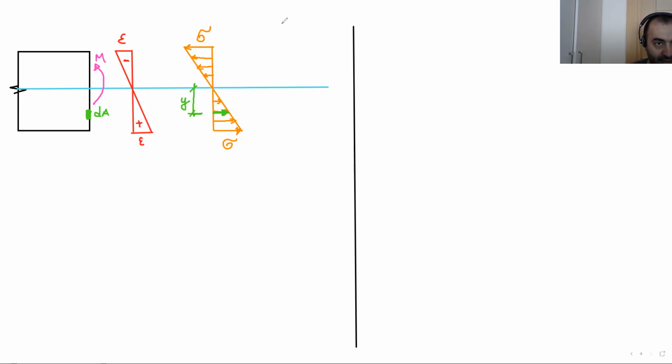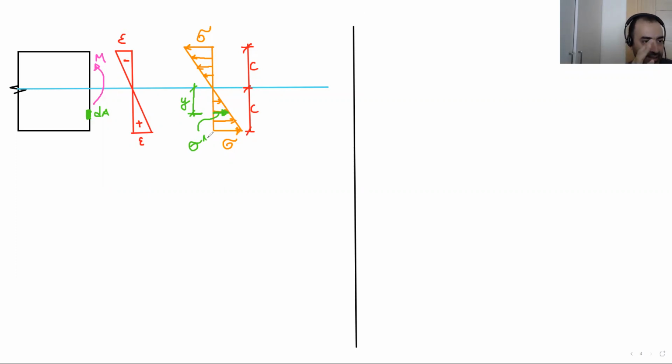So the distance from the neutral axis to the top and bottom, let me draw it here, is like this. C. Okay, C. Now the stress at this point, which is shown in green, is sigma prime. What I'm doing here, by the way, let me explain the problem again.